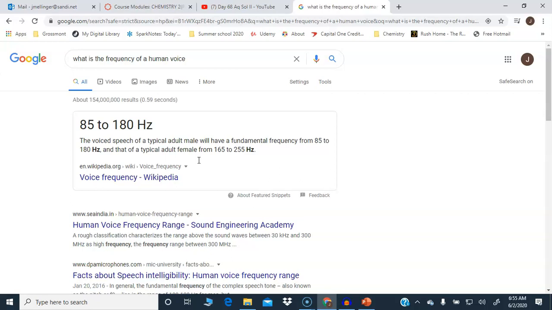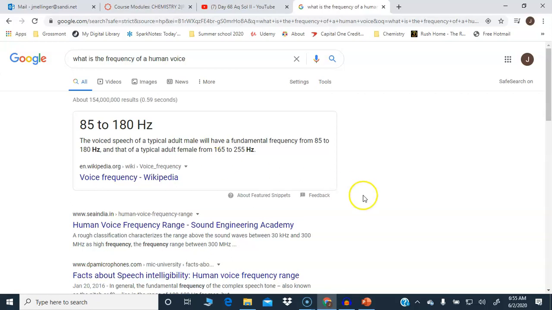It's 108. Tends to be a little bit on the lower end, but it's right in that range. And that of a typical female is from 165 to 255. And what I've always done in class is had one boy and one girl come up and say Hoover High School, and we computed the frequency of their voices, and they, without fail, have always fallen within the proper range. For the girl, it was a little higher, maybe a little bit over 200, and for the boy, it was kind of in the mid 100 range.